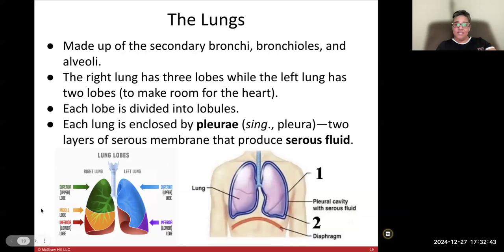The lungs are made up of the secondary bronchi, bronchioles, and alveoli. The right lung has 3 lobes, while the left lung has 2 to make room for the heart. Each lobe is divided into lobules. Each lung is enclosed by pleurae, which are 2 layers of serous membrane that produce serous fluid. So it's just like a sac that lines the entire lung.